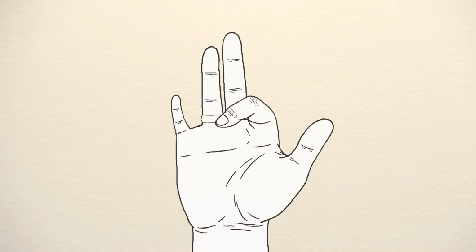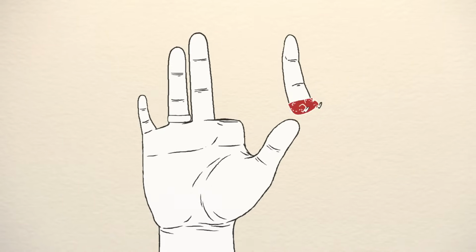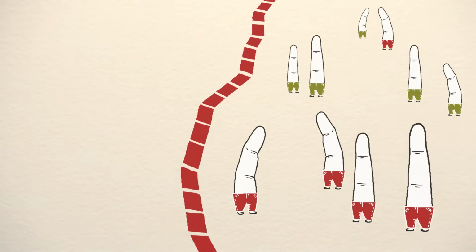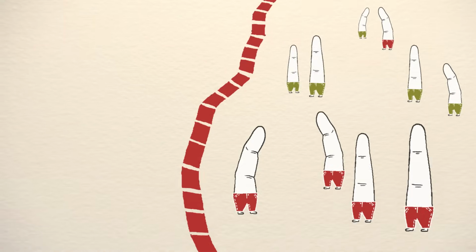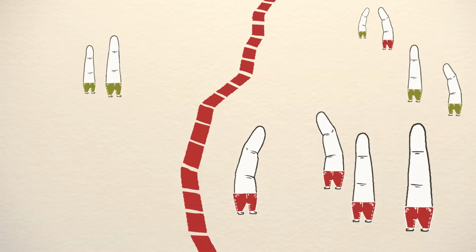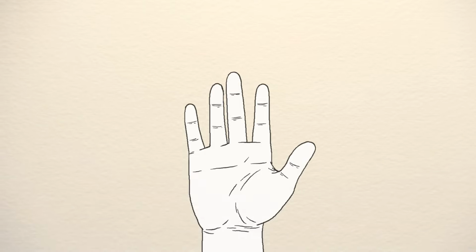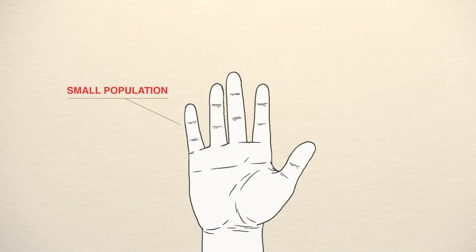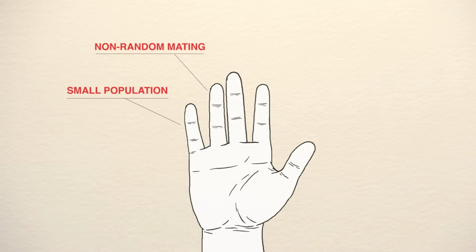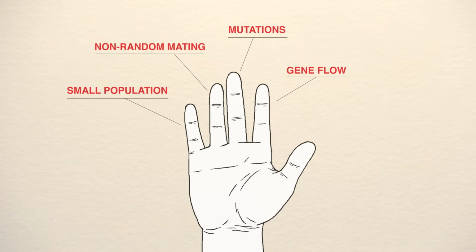The pointer finger should remind you of movement. If new individuals flow into an area or immigrate, the frequency will change. If individuals flow out of an area or emigrate, then the frequency will change. In science, we refer to this movement as gene flow. All four of the processes represented by our fingers can cause evolution: small population size, non-random mating, mutations, and gene flow.